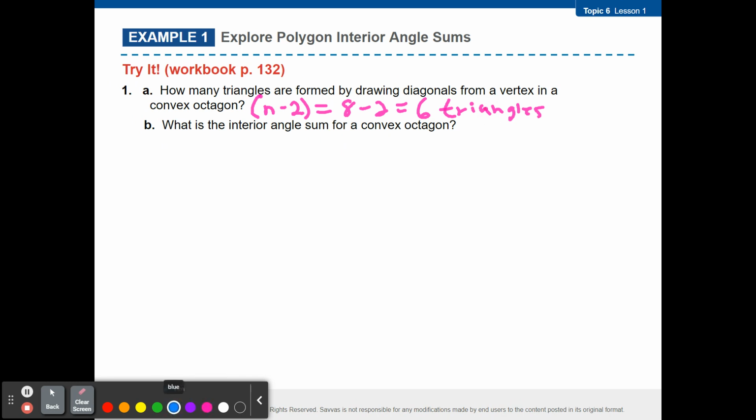And that says, what is the interior angle sum for a convex octagon? All right, so we're going to take 180. Again, remember that's n minus 2, which gives us 180 times 8 minus 2, which is 180 times 6, which gives us how many degrees? It's not 600. Well, 1,080.